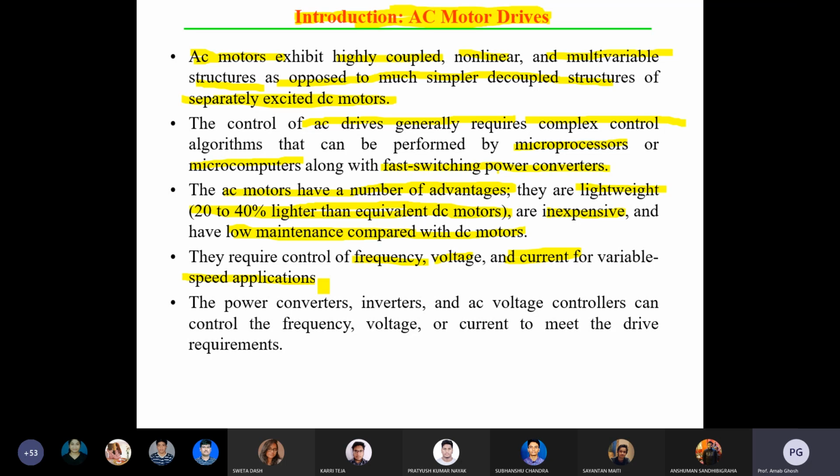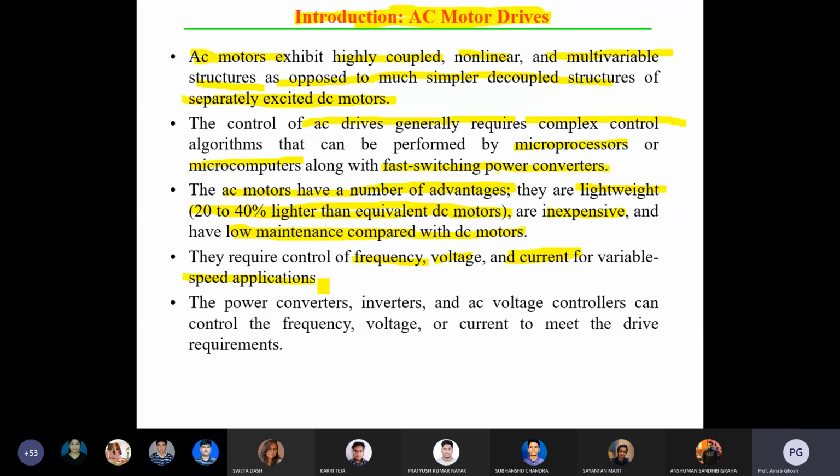You want to try to maintain the V by F waveform, so the V by F ratio should be kept constant up to the base speed. What will be the problem if you are not making it constant? Normally for the machines, what we are doing is making the flux more or less constant, meaning linearly varying, not non-linearly varying.